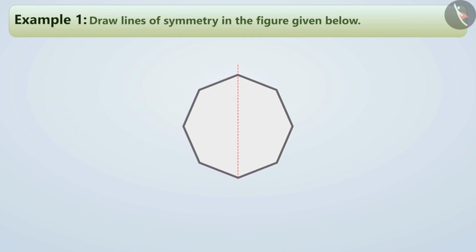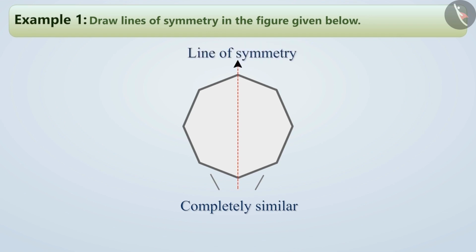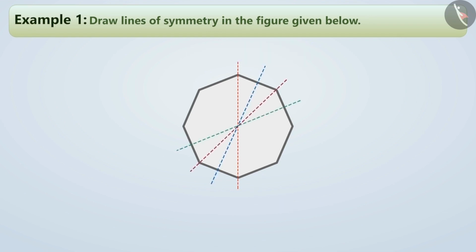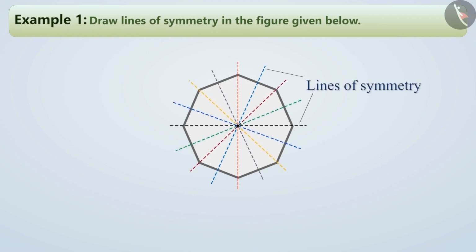Here, if we look at the vertical line passing through the center, then we can see that it divides the figure into two halves, which cover each other completely when folded. Similarly, we have 8 lines of symmetry here.